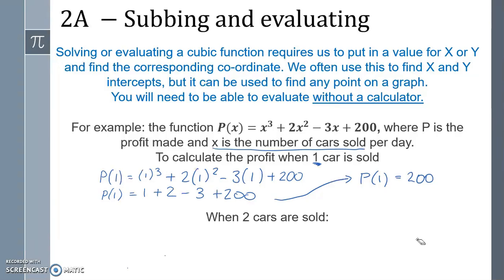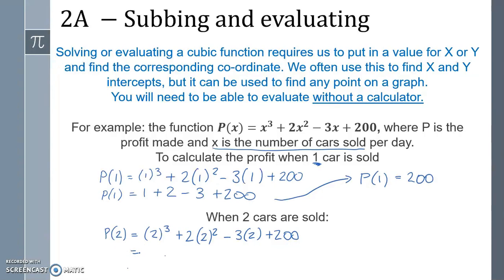So let's try a little bit of a harder one, when 2 cars are sold. The profit when 2 cars are sold is 2 cubed plus 2 times 2 squared minus 3 times 2 plus 200. If you really do get stuck cubing, even putting down this line of work is a good place to start and will get you some marks. Let's see how we go.